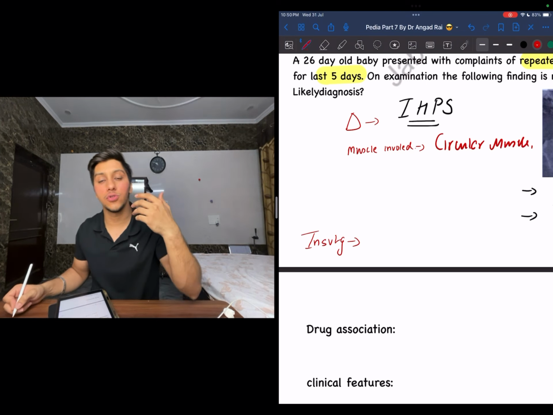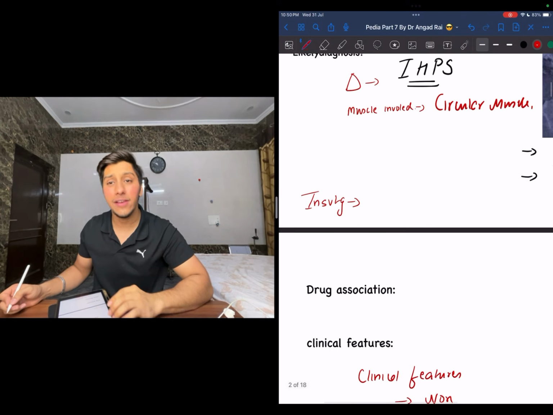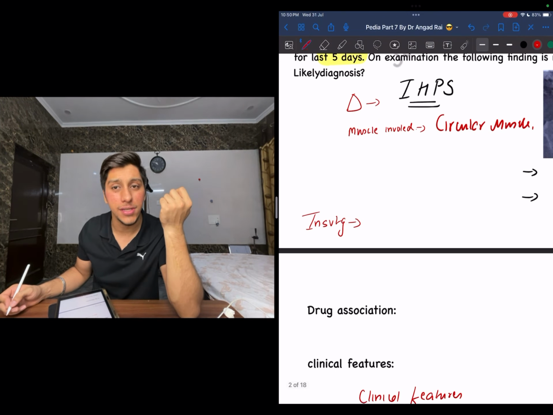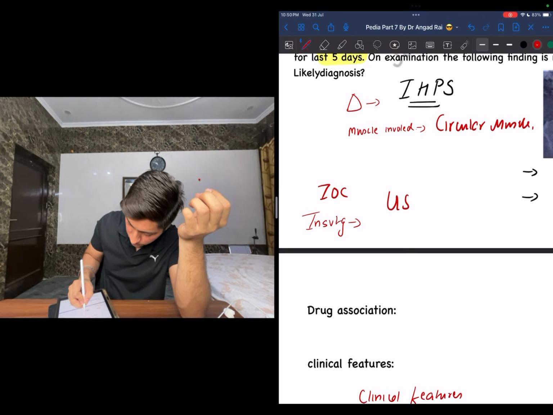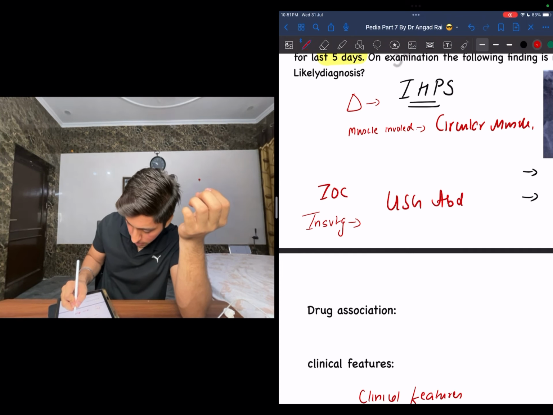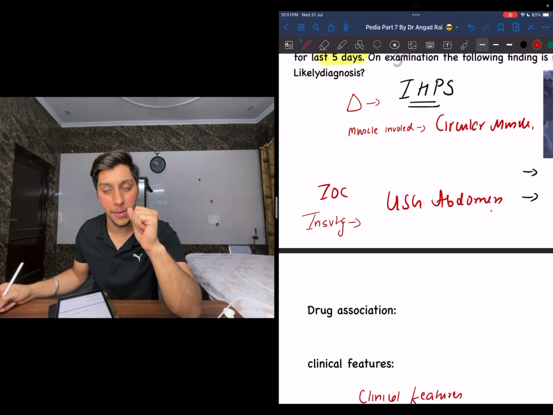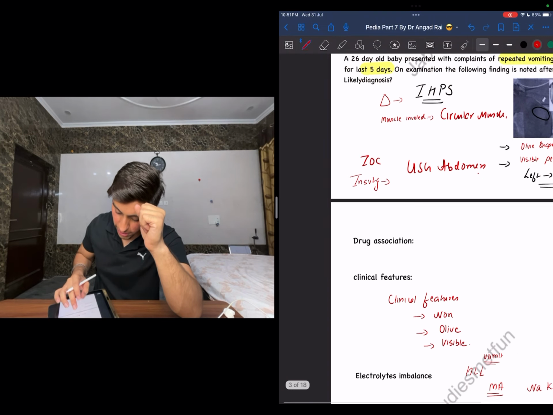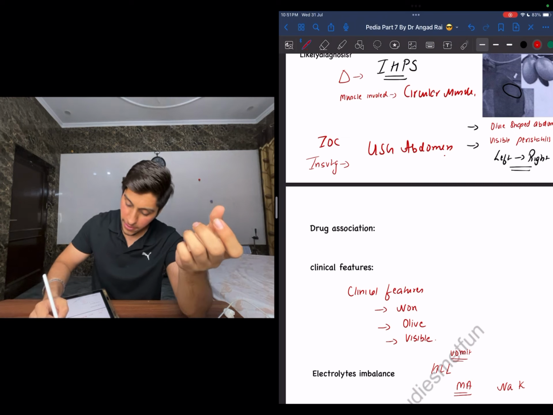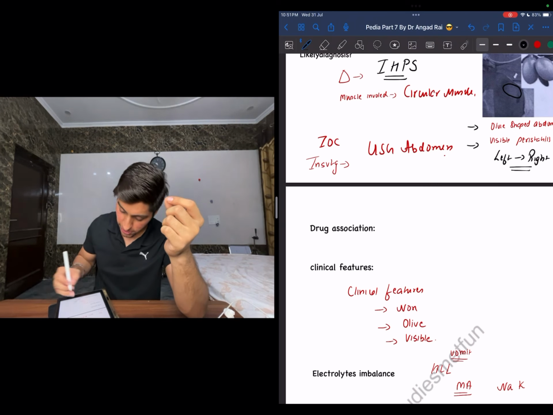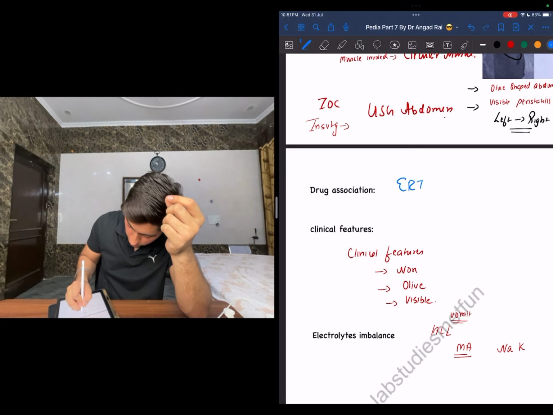I want you guys to speak it out before I answer it. Okay? Then they'll ask you, what is the investigation of choice in this condition? The investigation of choice over here is going to be ultrasound abdomen. Next, they're going to ask you, which is a drug which is found to be an increased risk factor of IHPS, idiopathic hypertrophic pyloric stenosis? That we have already discussed once, guys. That is going to be your erythromycin.